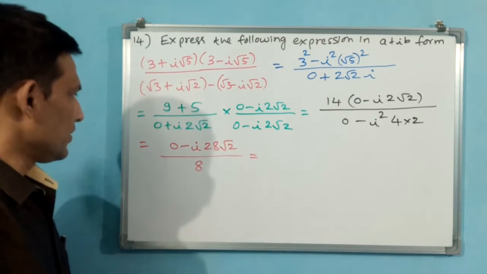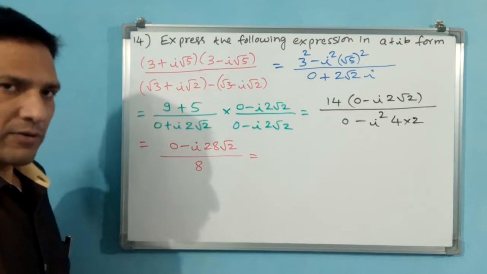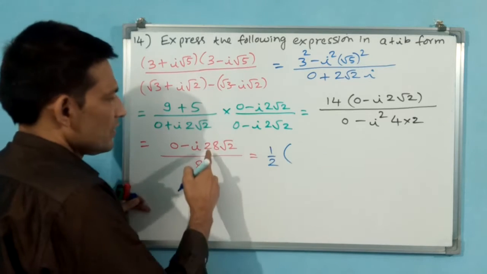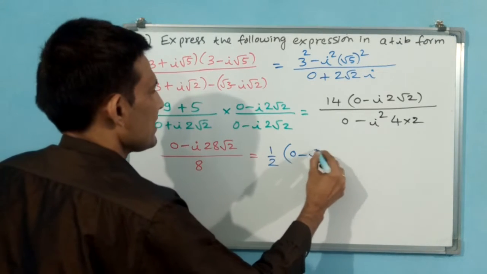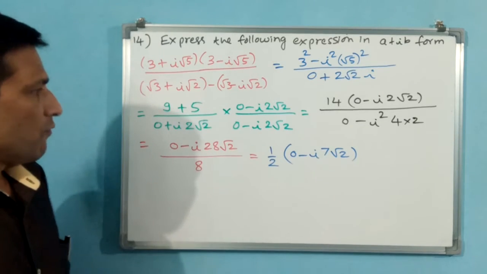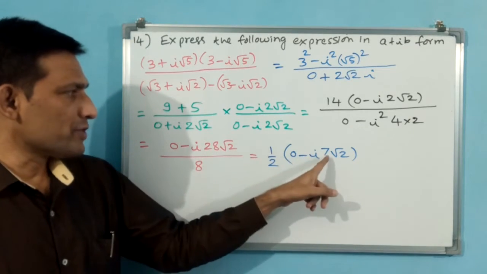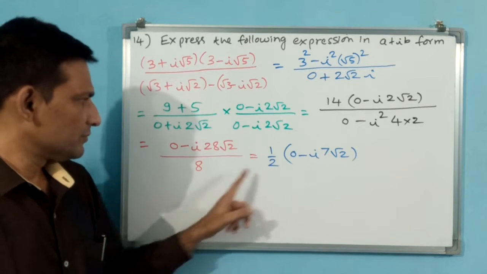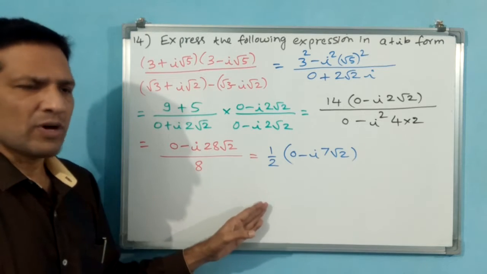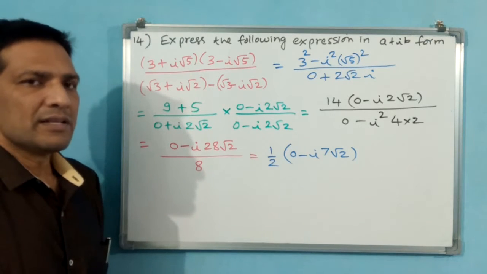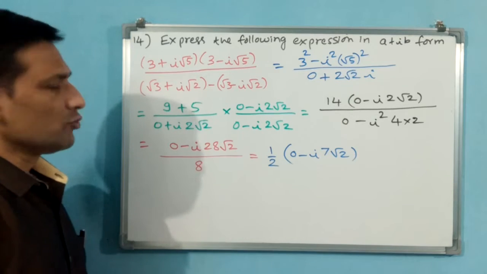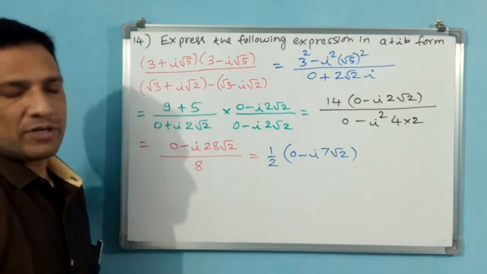See, this is not the final answer. Why? Because you see 4 sevens, 4 twos are going. Okay, what I am writing, you see, 1 by 2 I am taking out. 0 minus i 7 root 2 will be your answer. Why? 4 sevens, if you multiply with 4, 28 will come here, here 8 will come. But I have taken it out. So 1 by 2 into 0 minus i 7 root 2. This is in A plus iB form. This will be your answer for the 14th question.